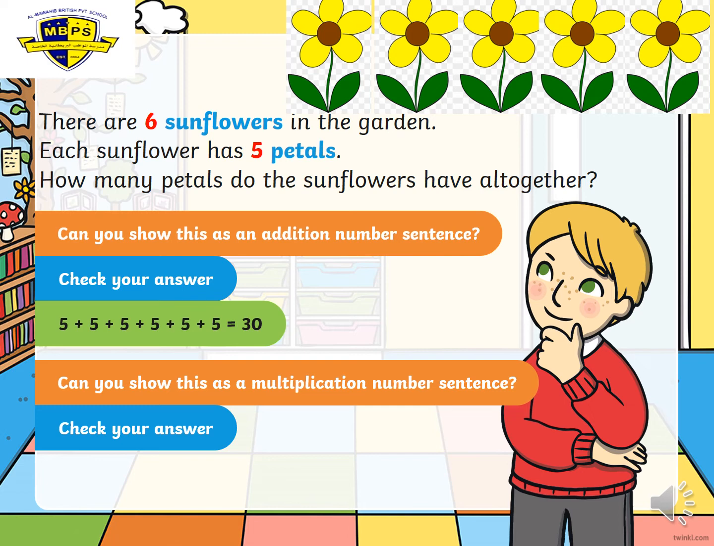Very good. Now you can check your answer. 6 times 5 equal 30.